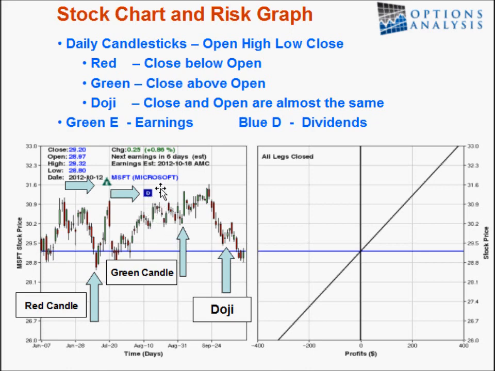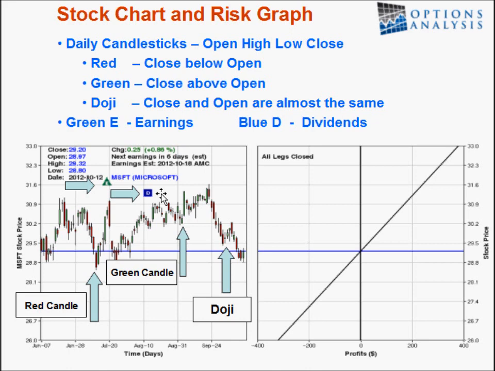The D you see here on the chart is for a dividend. This is money that the company gives to their stockholders. Basically, it's profits that are returned as cash in terms of stock ownership back to the stockholders.